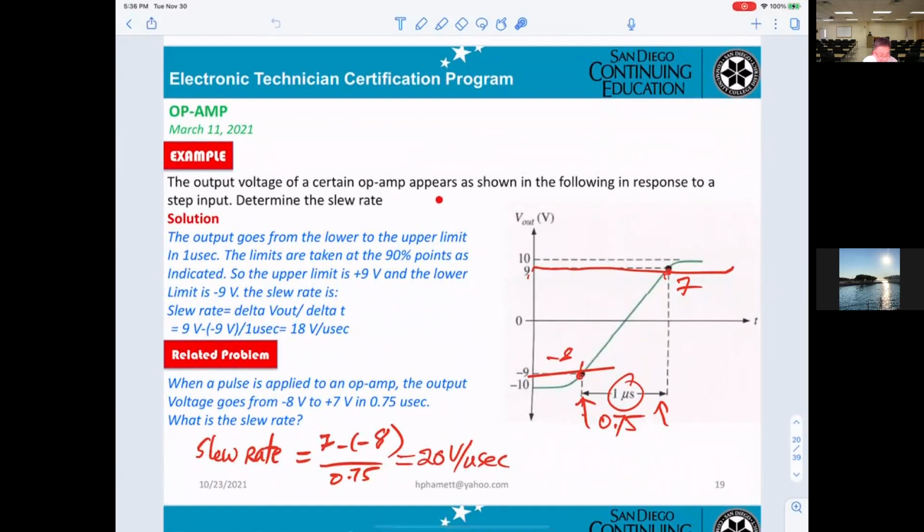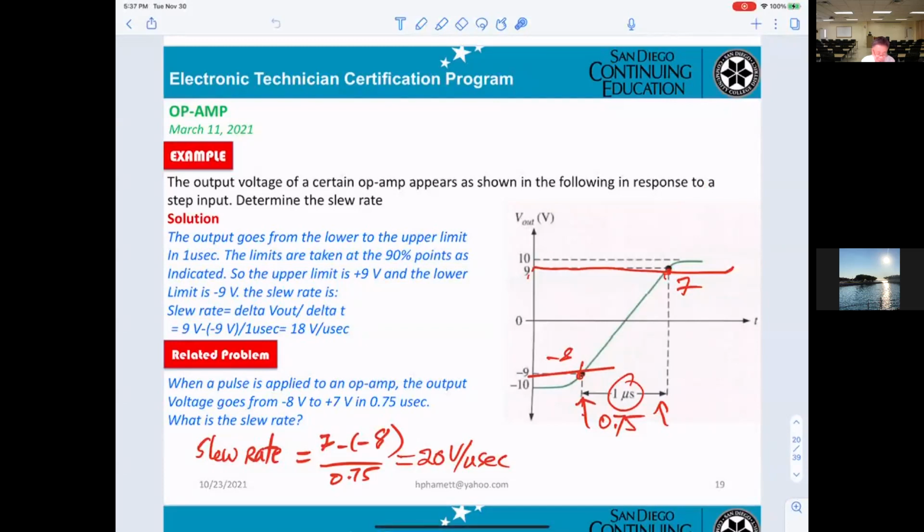The output voltage of a certain op-amp appears as so in the following response to the step input. They want to know what is the slew rate. Okay, so you can see the solution. The output goes from lower to upper limit in 1 microsecond. That means they are going from 90% of minimum to 90% of maximum. You get a total of 10 volt.